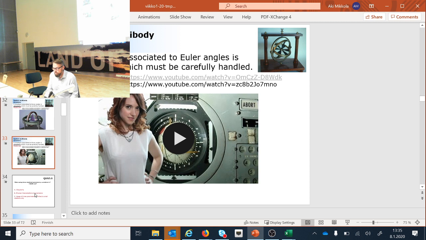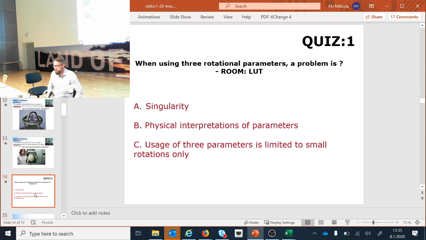Okay, so prior to that, when using 3 rotational parameters, the problems are singularity and physical interpretation of parameters. Usage of 3 parameters is limited to small rotational options.